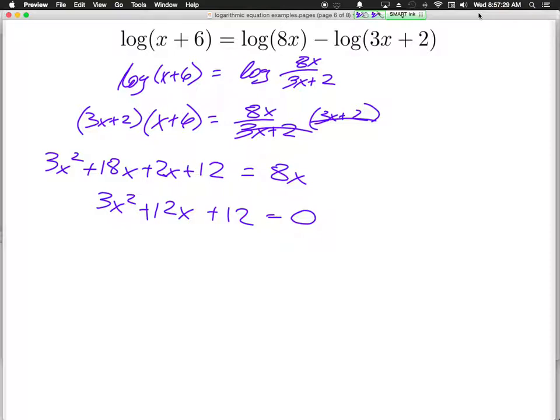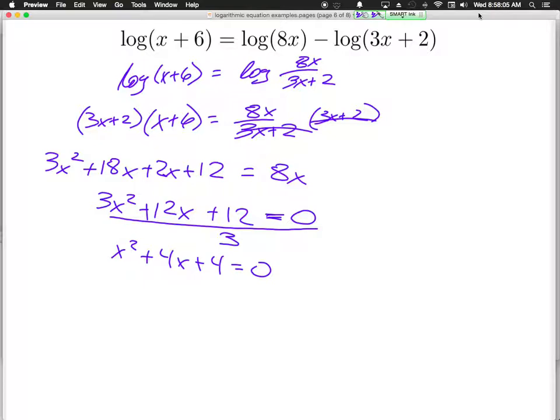Right, but I'm still not getting what I want. It's 0. You're close. Because if it's an equation, I can divide by it. If it's not an equation, then I have to factor it out. So if this equals 0 wasn't over here on the right side, then I would have to factor it out and then factor it. But since it's equal to 0, I can divide everything by 3. So I get x squared plus 4x plus 4 equals 0.